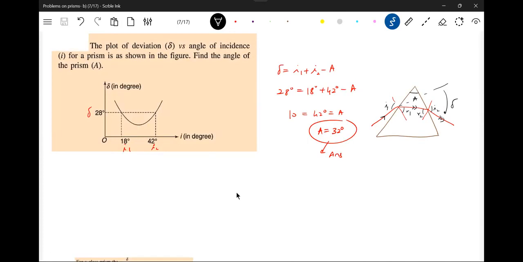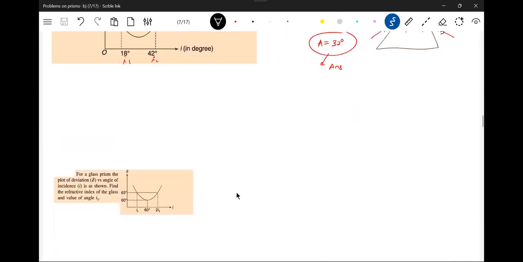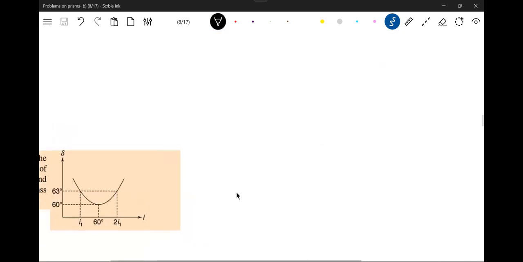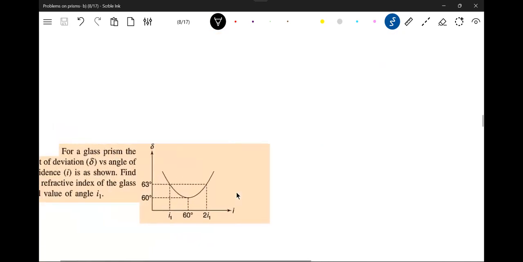Whenever any curve comes, it is very easy, just have some basic condition. We have one more problem. Let's discuss this also.